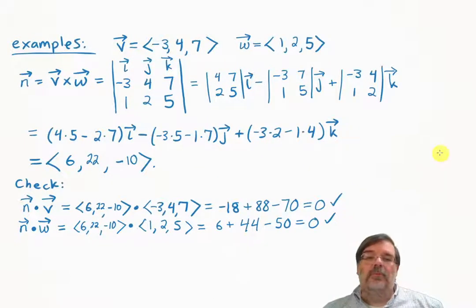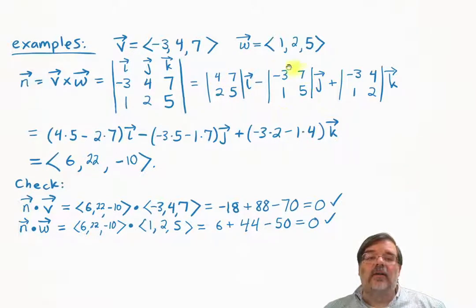We should do one more example. Let's say we have the vector v, which is negative 3, 4, 7, and the vector w is 1, 2, 5. To find the normal vector, the cross product v cross w, we'll create this grid. The top row is i, j, k. The next row is the components of v: negative 3, 4, and 7. The last row is the components of w: 1, 2, and 5.